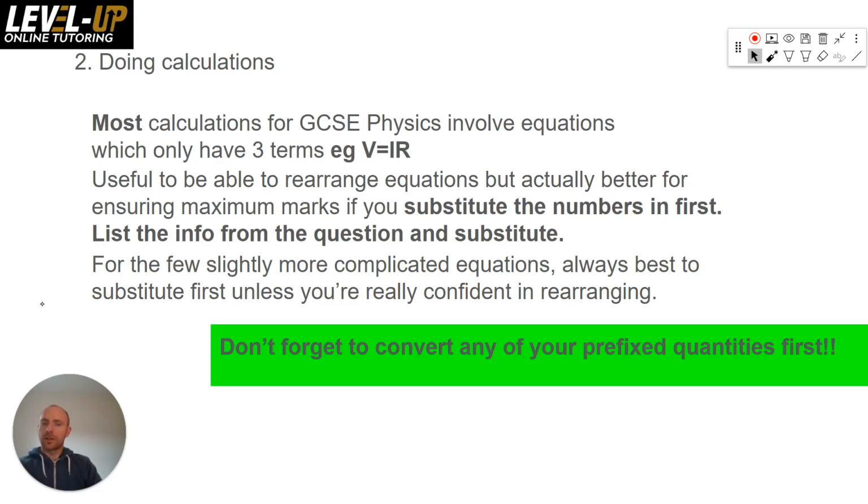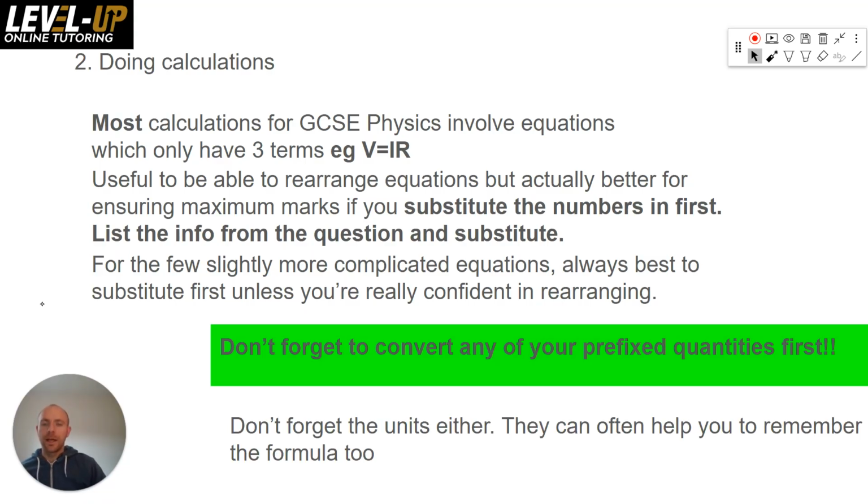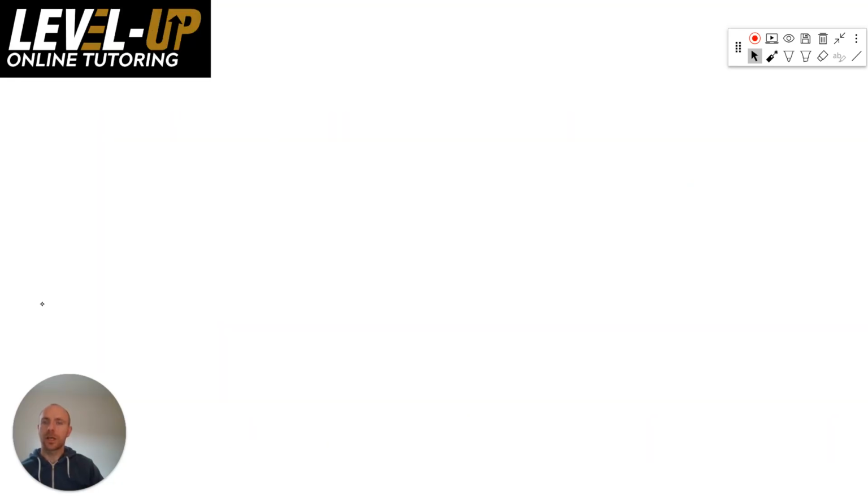As I said, there are a few more slightly complicated equations. As we get to those, I'll spend a bit more time on them. But most of them are 3 terms. I think I'm going to look at a few slightly more complicated ones in a second now as well. Don't forget the units also. They help you to remember the formula. As we come to topics, I'll explain how those units can be really useful in remembering the formulae, or hopefully not even needing the formulae, because the units kind of define what's going on.